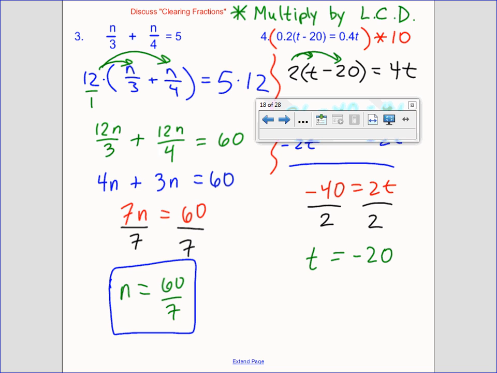T equals negative 20. Did I do that right with the signs? Negative divided by positive is overall negative. Do that right? Very good. Awesome. Okay. So we've got four ones that we've already seen, most of which we saw in our pretest yesterday.